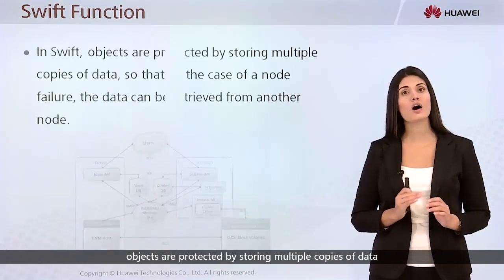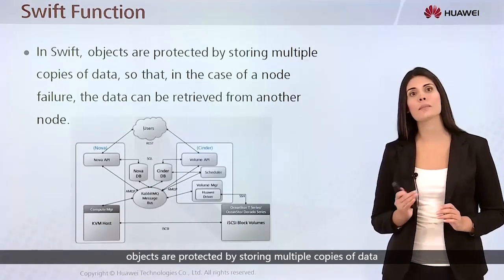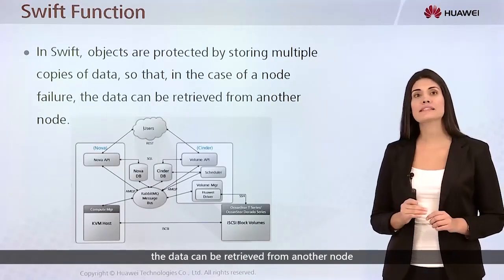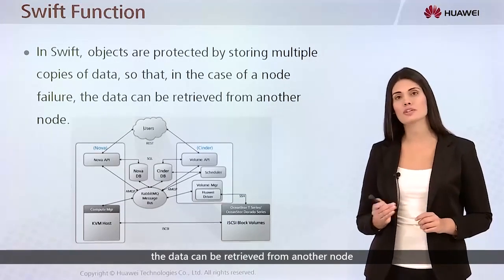In Swift, objects are protected by storing multiple copies of data. So, in the case of node failure, the data can be retrieved from another node.